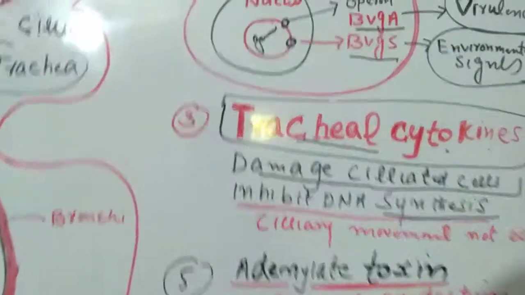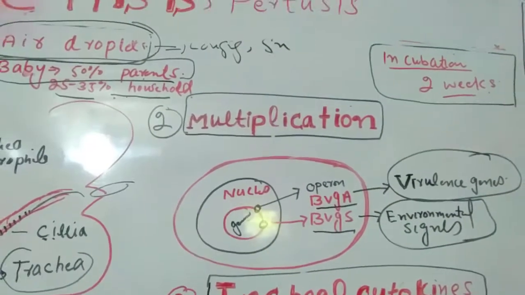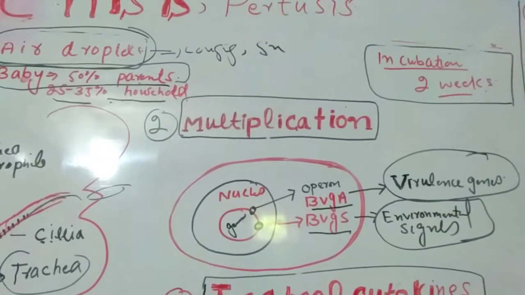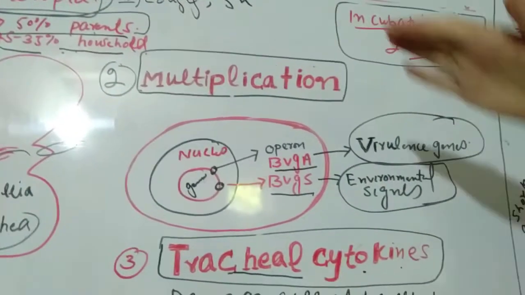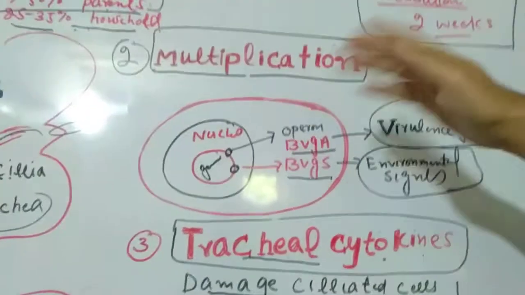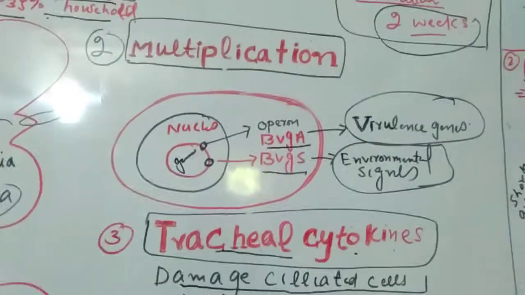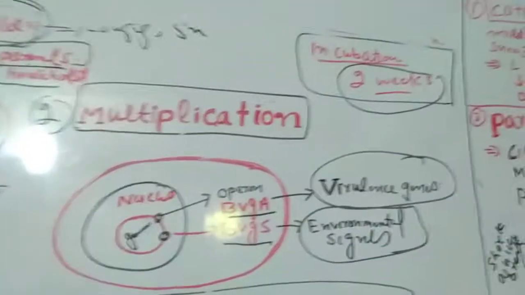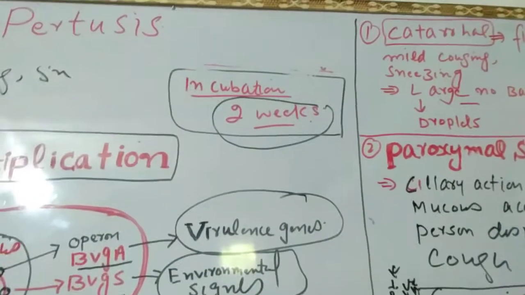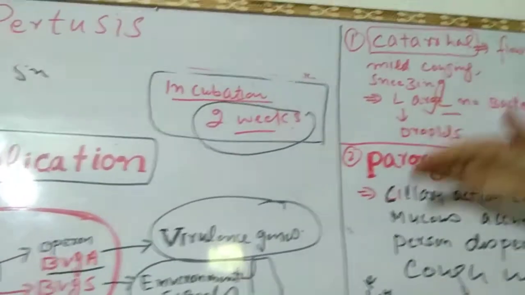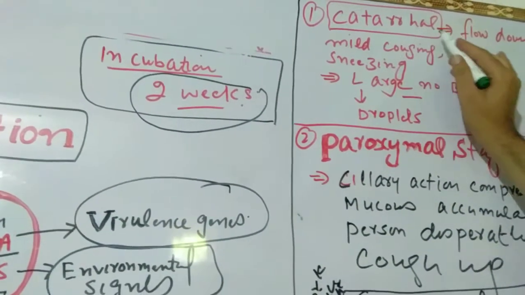Now, if we talk about the clinical finding, what are the clinical findings or the signs and symptoms of the disease? This overall process takes about 2 weeks. So the incubation period of this infection is about 2 weeks. Now, if we talk about the signs and symptoms, the disease develops in 3 stages. The first stage is called the catarrhal stage.